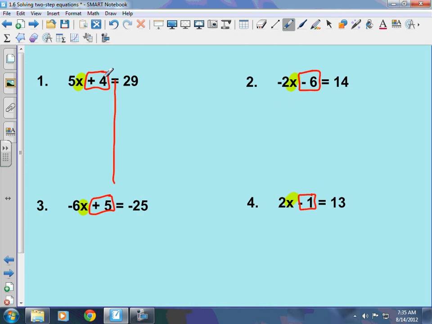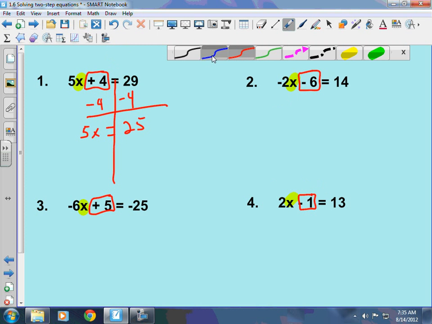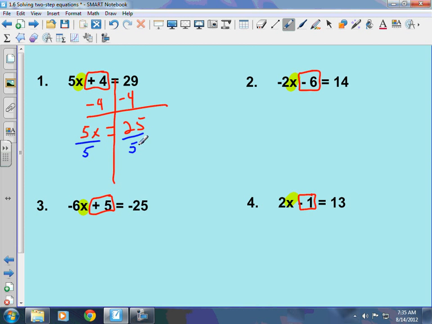Because I put a box around the constant and the sign to the left, it makes it easier for me to identify. This is a positive 4. I have to do the opposite to move it to the other side. So that means I have to subtract 4 from both sides. 5x equals 25. Now I divide both sides by 5 because I got to get rid of the 5, and that's multiplication, opposite of division. X equals 5.